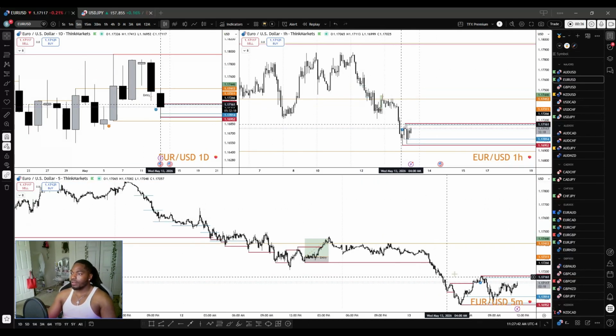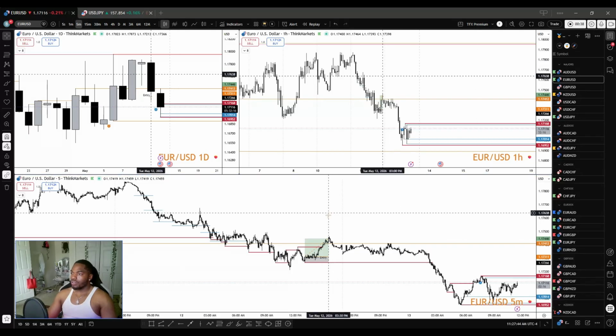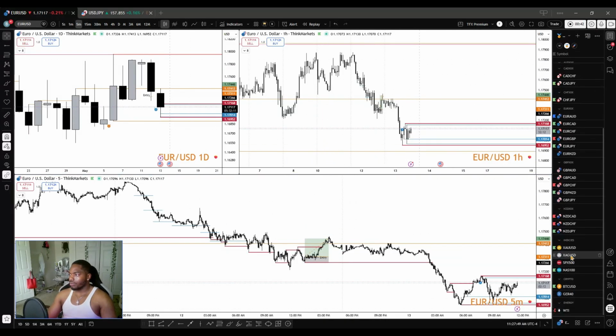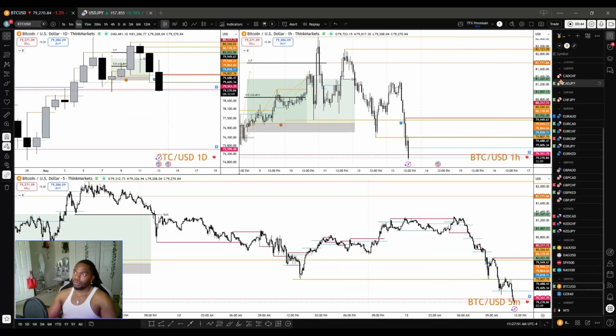So let me log in so I can show where entries and exits and stuff like that are. I'm actually not going to do this. I'm going to be breaking down a trade from Bitcoin. So let's get into it.